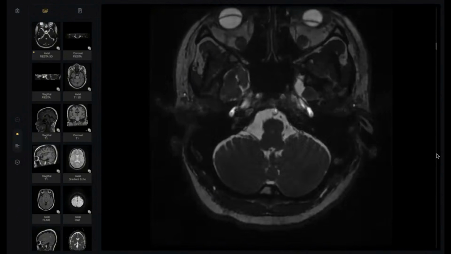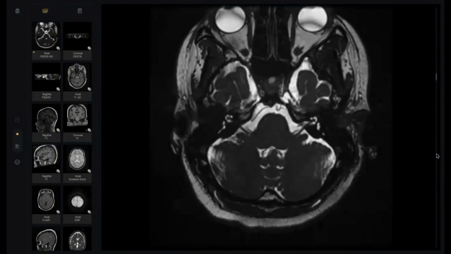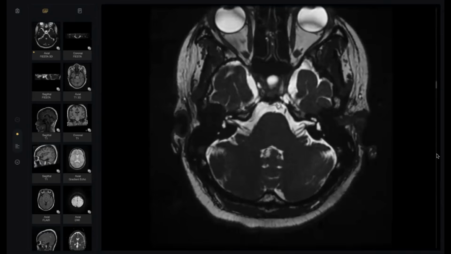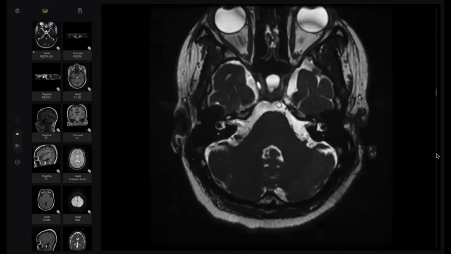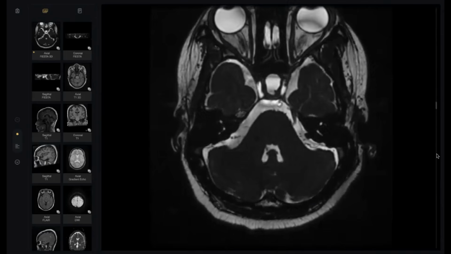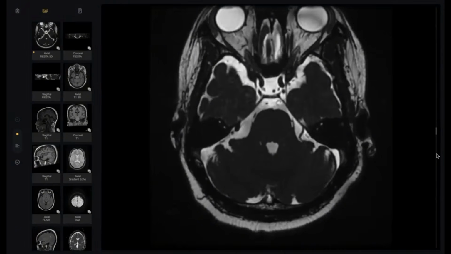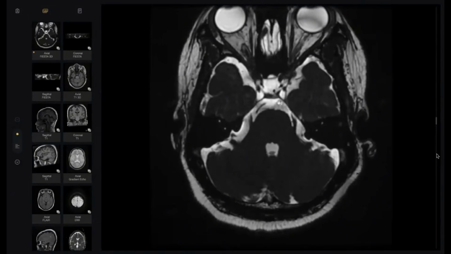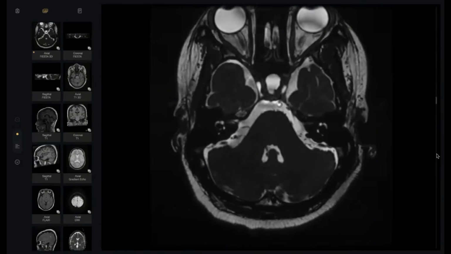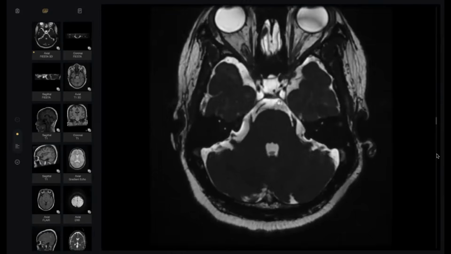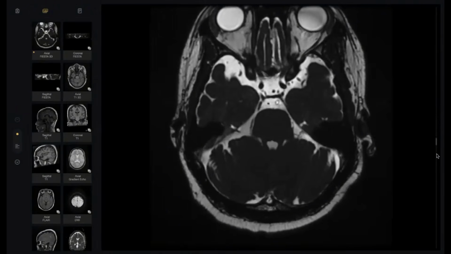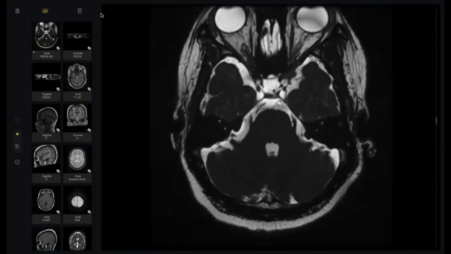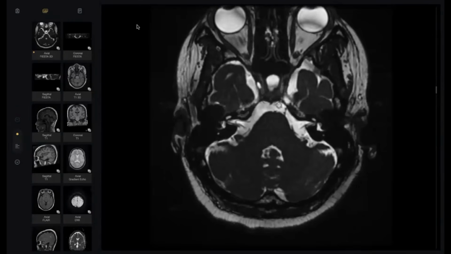Okay. Sorry, I'll go back. What is the name of this sequence? This is the CISS sequence, the thin cuts of the T2. Yes, now I'm seeing both trigeminal nerves. Is she complaining of right or left neuralgia? Was it mentioned? Right. Right neuralgia.